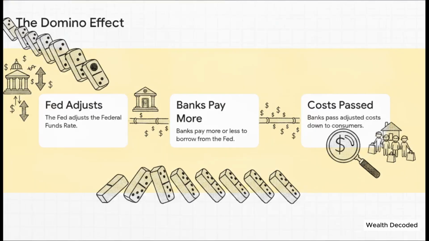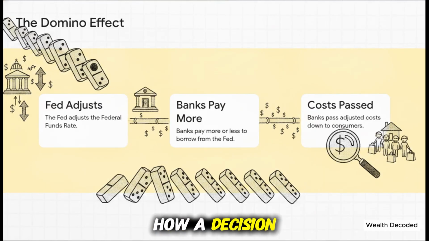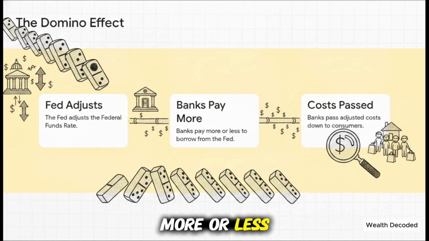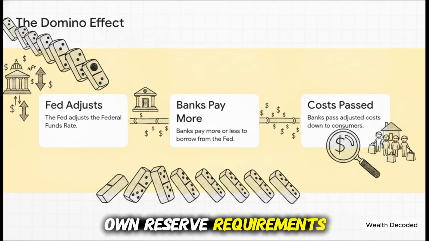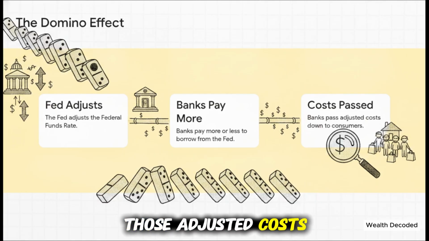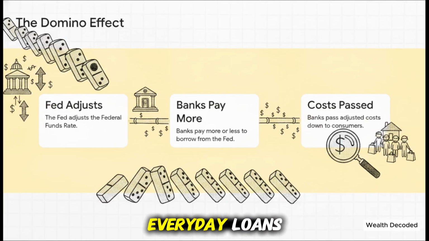your bank account. Let's break down exactly how a decision made in Washington translates to the interest rate at your local bank branch. Step 1. The Fed adjusts the federal funds rate. Step 2. Because of that adjustment, commercial banks now have to pay more or less to borrow money to meet their own reserve requirements. And step 3, banks aren't just going to absorb those adjusted costs, no way. They pass them straight down to you, the consumer, on everyday loans. It's a direct, logical pipeline from their boardroom to your borrowing costs.